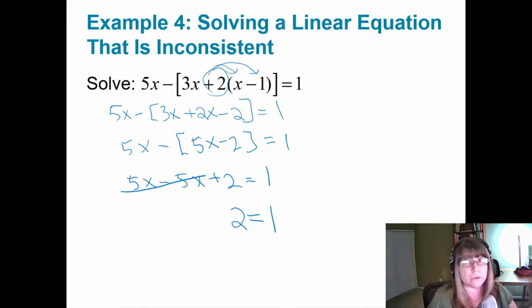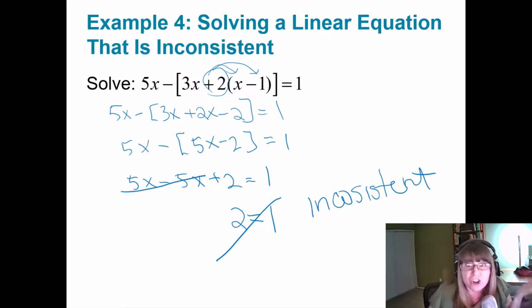Now, I don't know about you, but in the decimal system, 2 never equals 1, and therefore it's inconsistent. There's just not an answer. You can say it is the empty set, which is a circle with a line through it. You can use the set notation, which is just 2 brackets with nothing inside it, not even the empty set. Therefore, this linear equation just does not have a solution.